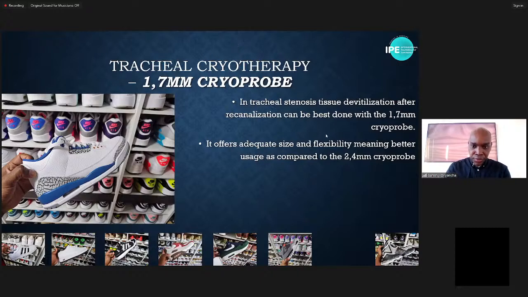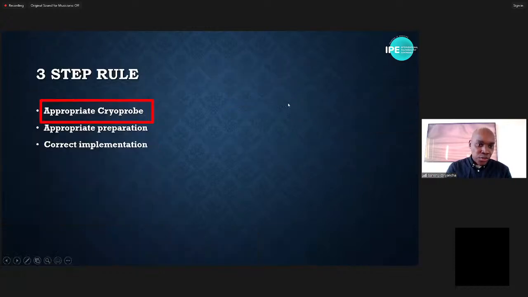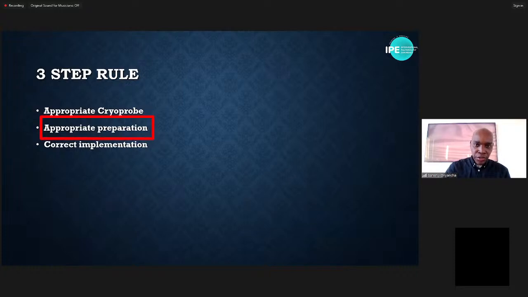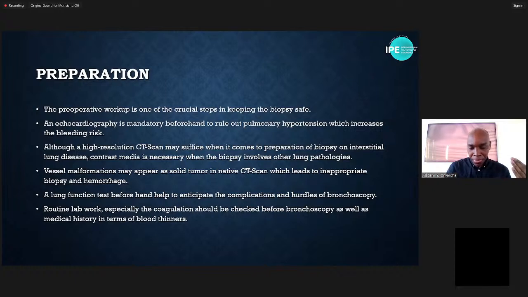And moving on to the second part of the rule, that's the appropriate preparation. I'm not going to talk too much about that because we already mentioned everything that you have to do. But to summarize, you need an echocardiography to rule out pulmonary hypertension because of bleeding. A very, very important thing I have to say is the CT scan. A native or high-resolution CT scan is sufficient when you're talking about pulmonary fibrosis. But when you're talking about every other pathology regarding the lung, you do need contrast media.